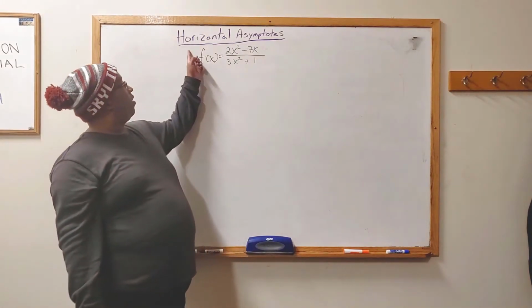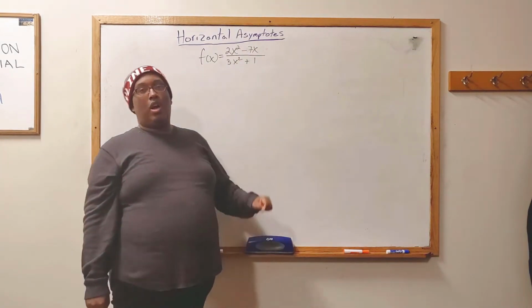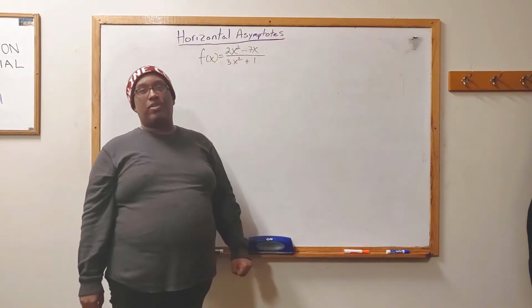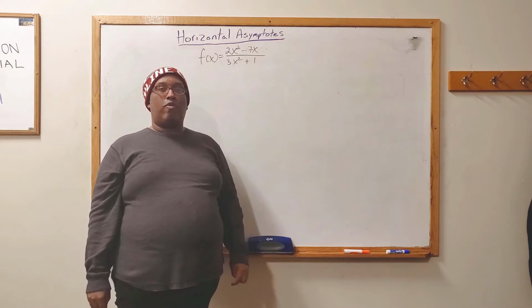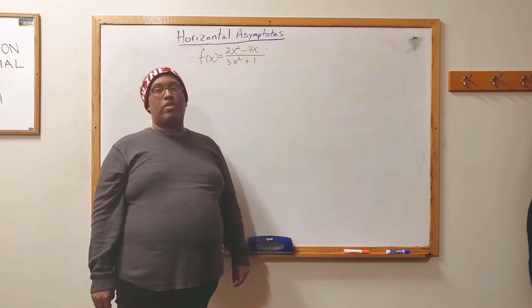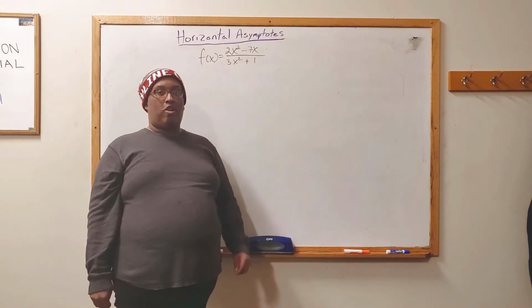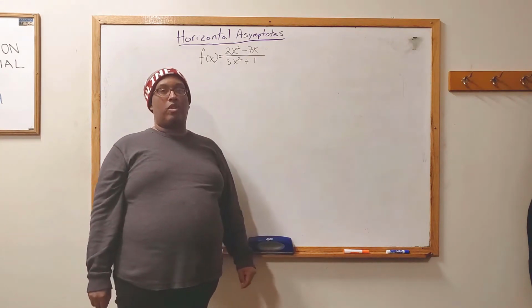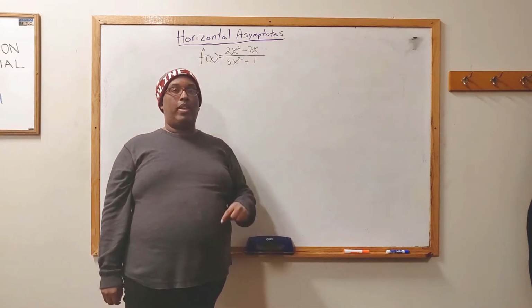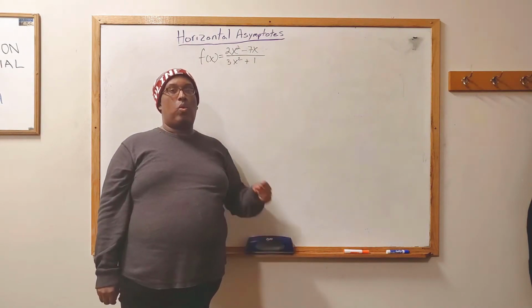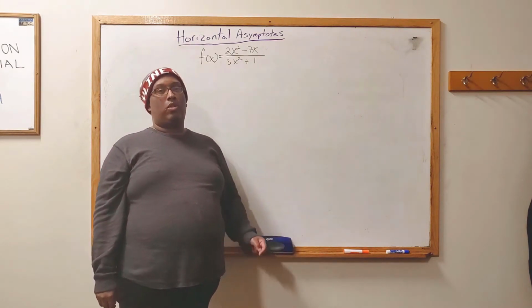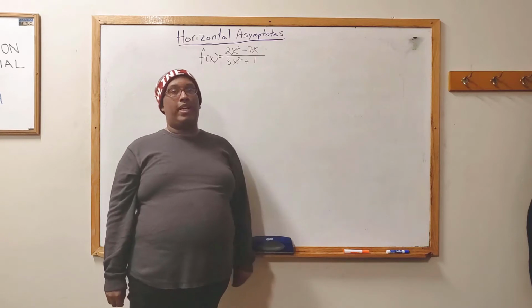This time we're talking about horizontal asymptotes of rational functions. So we're going to go over a couple different rational functions and try to find their horizontal asymptotes. Now, a horizontal asymptote is a horizontal line. So the equation of a horizontal line is y equals some number. So we have to keep that in mind for our final answer.